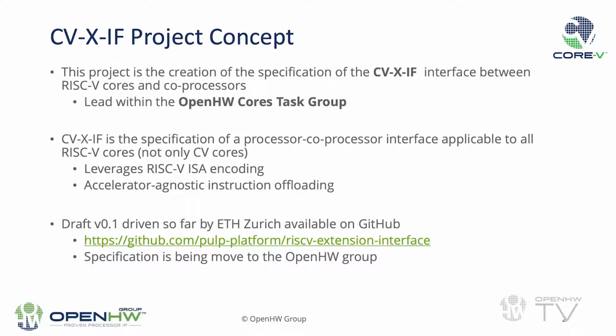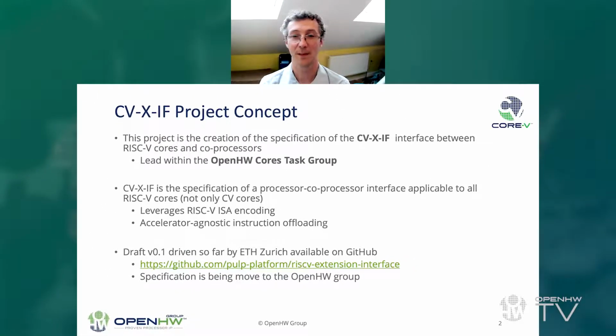Okay, thanks, Davide. So I'm just going to talk a little bit about how we're constructing the CVX interface project concept. This project is the creation of a specification for the CVX interface between RISC-V cores and coprocessors, particularly the specification itself rather than a complete implementation. This project is led within the OpenHW cores task group. So it's obviously the specification of the processor coprocessor interface, but it should be applicable to all RISC-V cores and not just the CV cores developed within OpenHW.